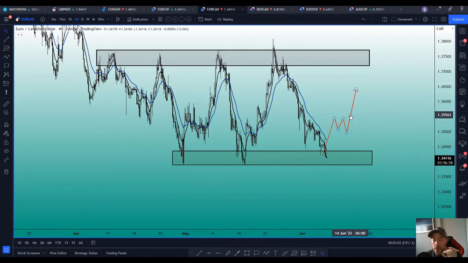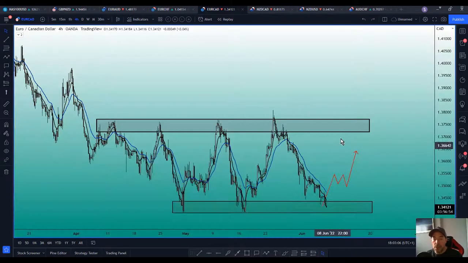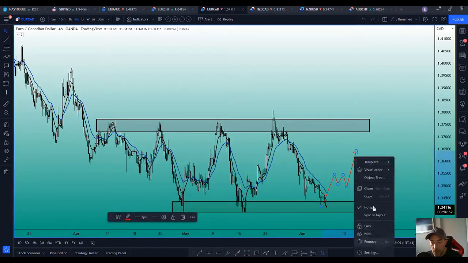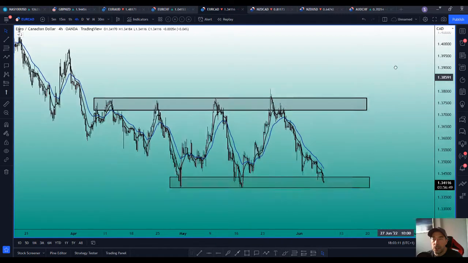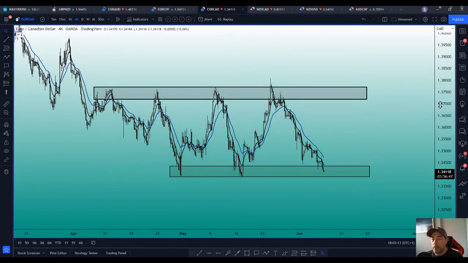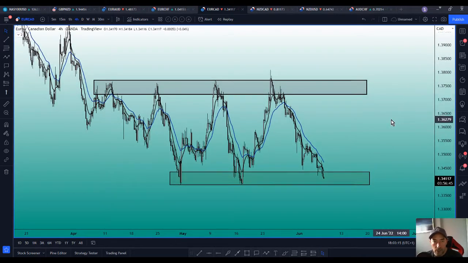Okay, so another one just to keep your eyes on. Oops, change my color scheme, do apologize. So yeah, Euro CAD, great zone. Keep your eyes on it, see what happens, and just wait it out.